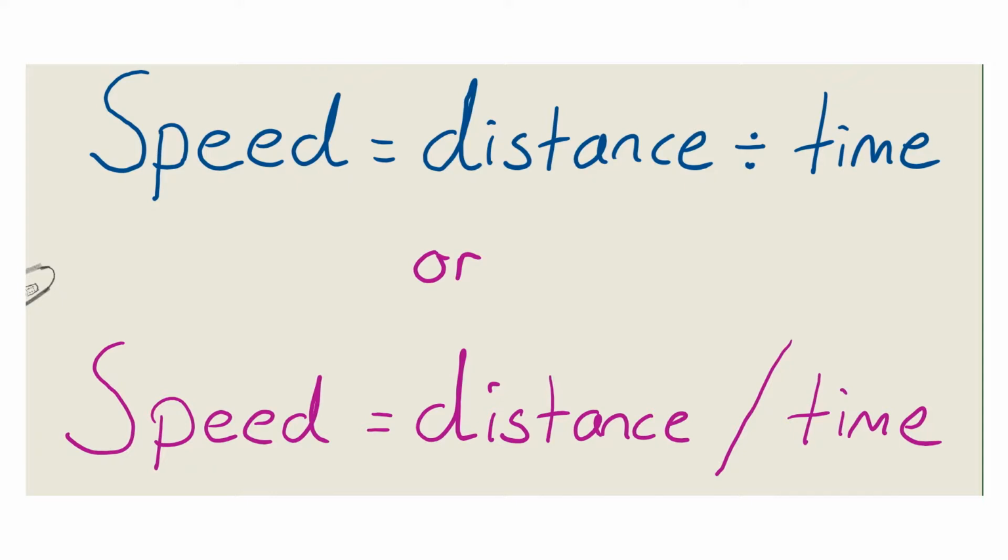The important thing to remember is that this divided sign and this over, this sort of slash here, they mean exactly the same thing. So don't be intimidated by them. All you're doing is dividing whatever the distance number you've been given is by whatever the time number is that you've been provided with. So here's a worked example.